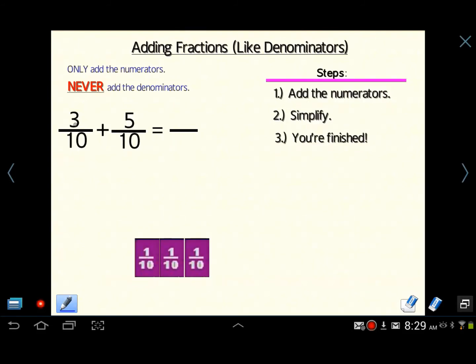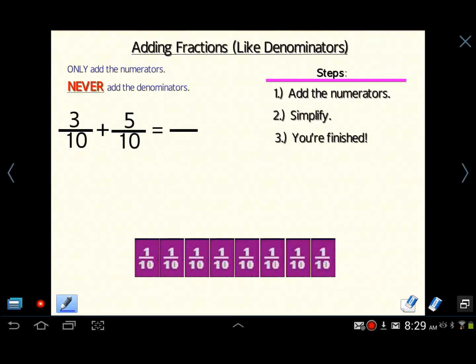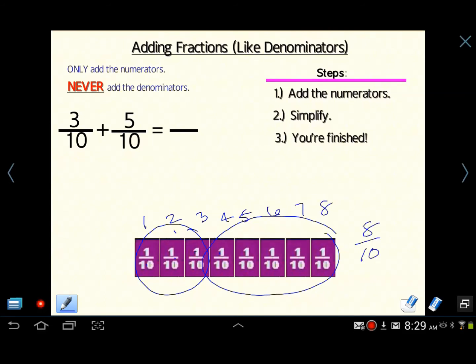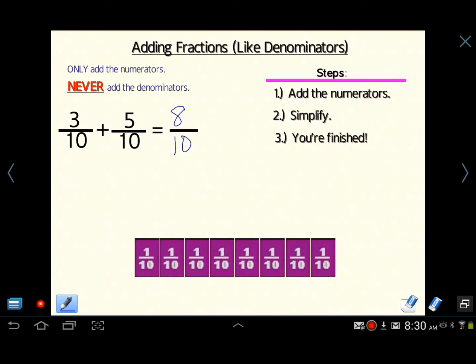Here's another example. We have 3/10. Here's my model of 3/10, and we're going to add 5/10 to it. There's 5/10. So there was 3/10, there's 5/10. Now what do we have? We have 1, 2, 3, 4, 5, 6, 7, 8. We have 8/10. And can that be put into simplest form? Of course it can. So how do we put 8/10 into simplest form?